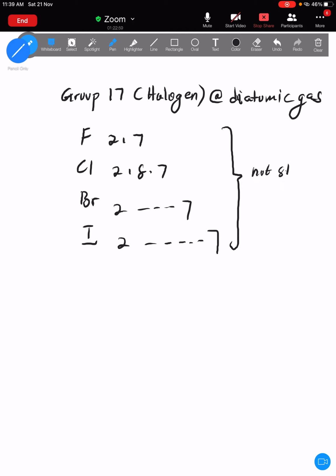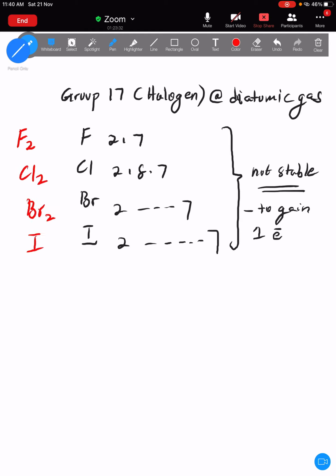When they are not stable, they need to gain one electron to be stable, or they might share one electron to be stable. Why are they called diatomic gases? They prefer to share the valence electron with their own species. Therefore, they become F2, fluorine gas, and chlorine, bromine, iodine gases also.